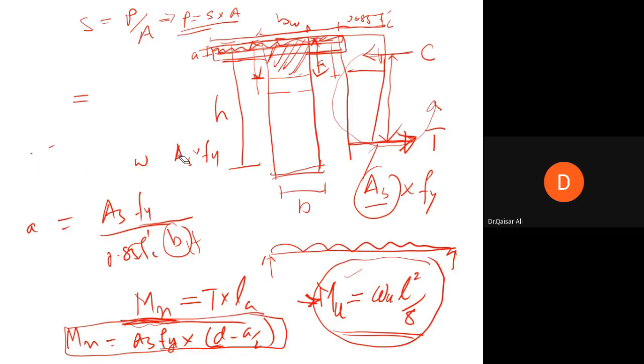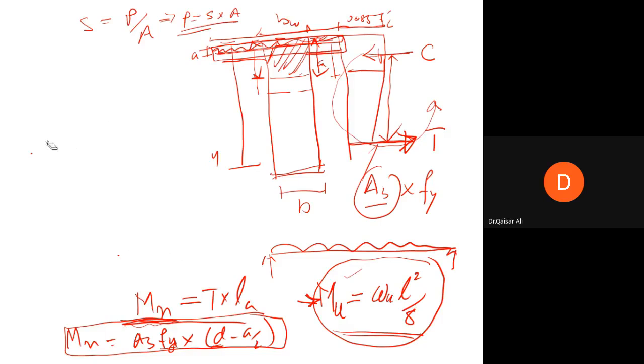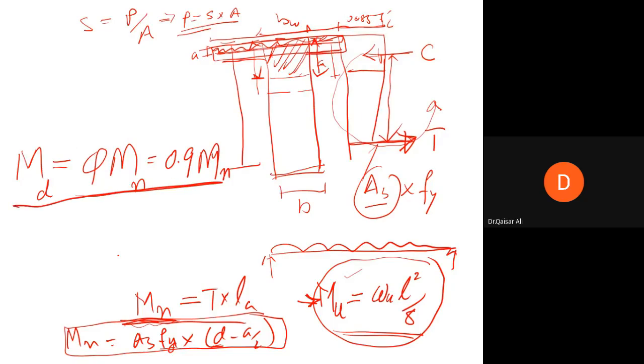And when this Mn is now, according to the ACI code, ACI code says that phi times Mn, reduce this Mn by phi, which they call as design resisting bending moment. Md is design resisting moment. Bending moment is equal to phi times Mn, and phi times Mn is 0.9 times Mn. The ACI code now says that this phi Mn design resisting moment shall be greater than or equal to, at least it should be equal to Mu. This Mu is the applied bending moment.